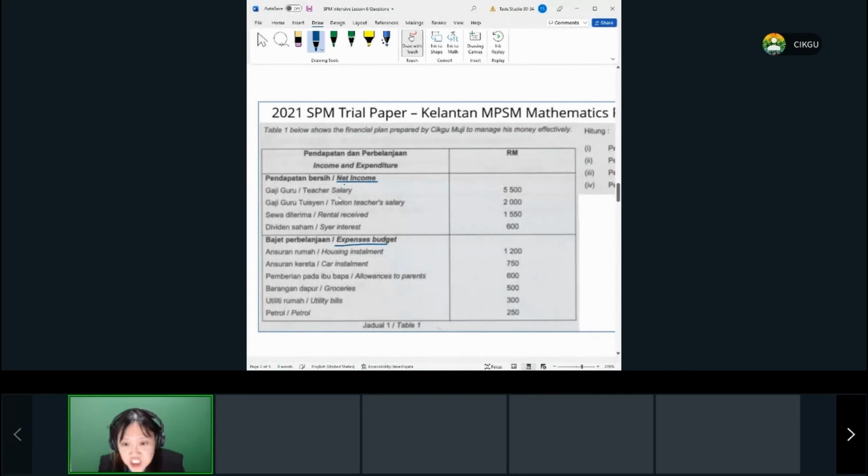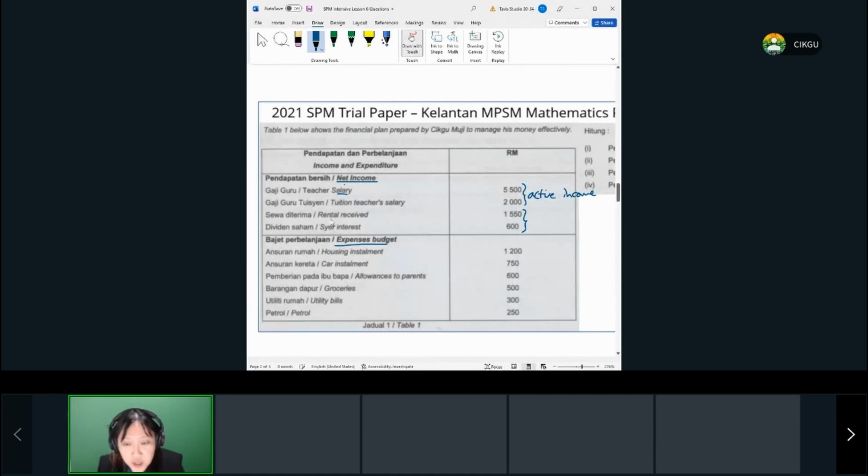So, teacher's salary, yes. You know teach, you know earn. So this one, active. Okay, tuition teacher, active also. So both of these, active income. Okay, the other two.